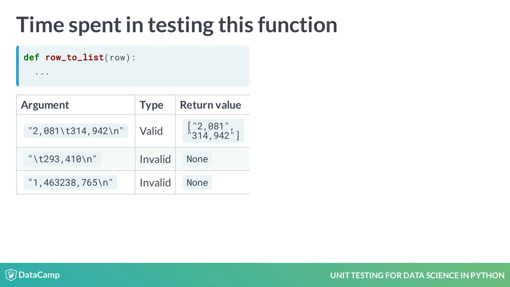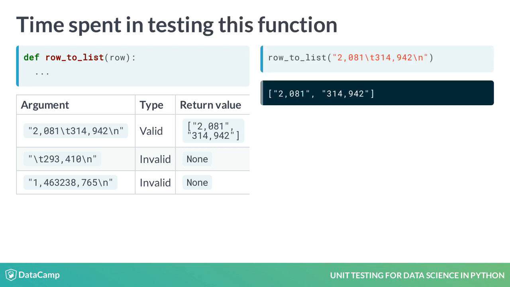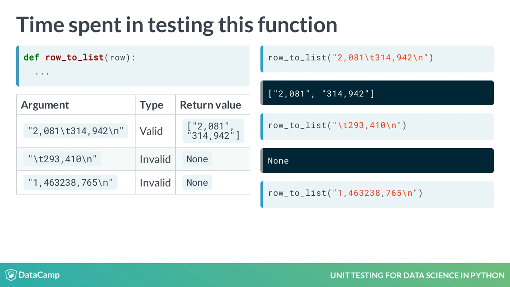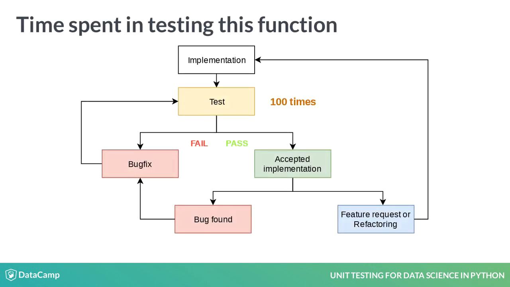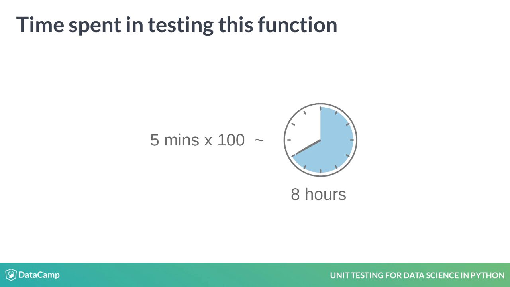To test this function, we will have to try all the arguments that we listed and check if the function returns the correct value. Remembering that a function needs to be tested about 100 times in its lifecycle, and assuming it takes 5 minutes to test each time, we will spend 8 hours just testing this function on the interpreter.